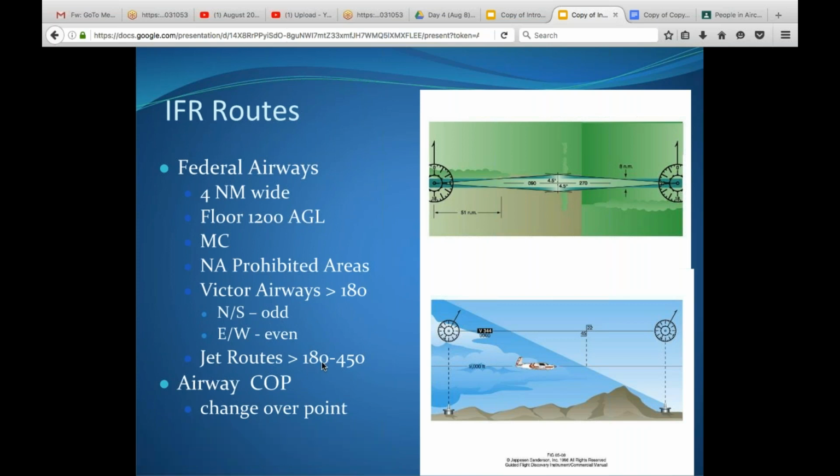So when you're going east and west, they're going to have different flight levels. And that's basically to keep airplanes from running into each other. If you're heading from west to east, you're going to be on an odd flight level. If you're heading from the east to the west, you're going to be on an even flight level.